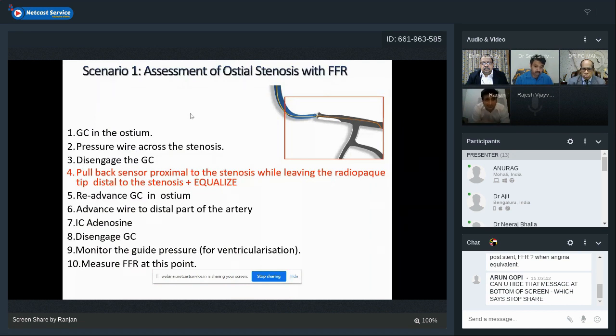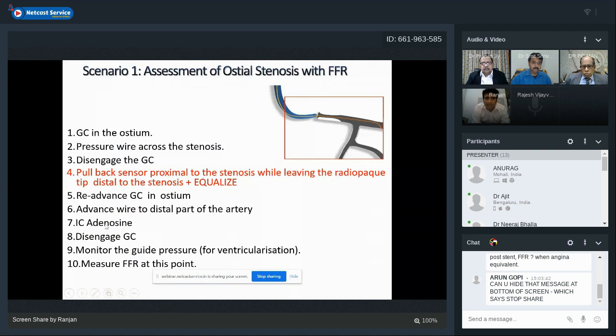Now pass the wire distally. At that time, if you are giving intracoronary adenosine, you have to hook and then give intracoronary adenosine. And after you do that, pull back the guide again and then only measure. If your guide is damping the lesion, FFR will be false negative. Means it's a true positive FFR, but we get negative.